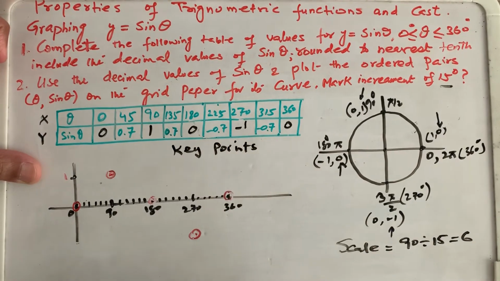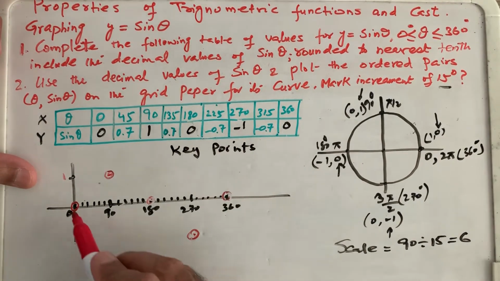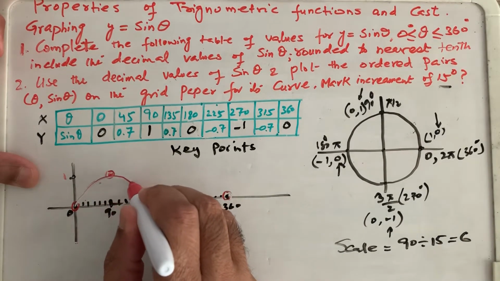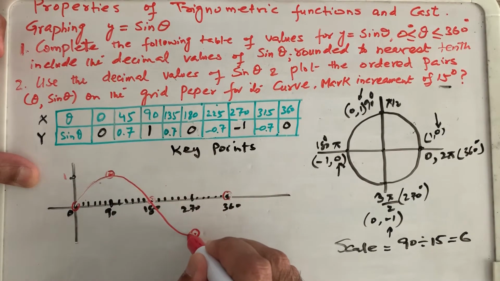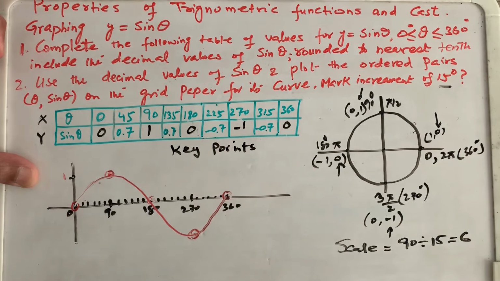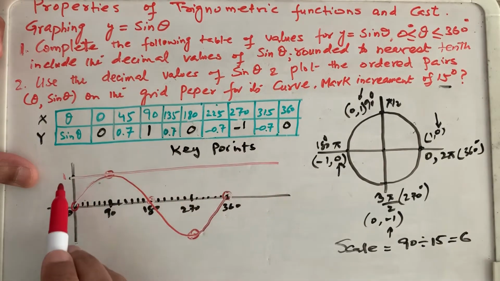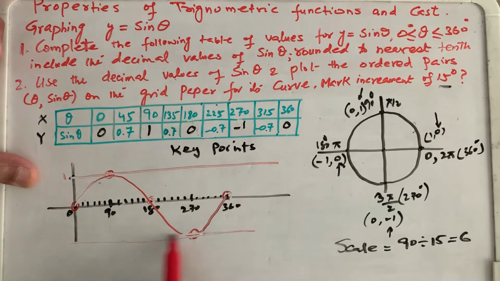And if I join these red points with a curve, then I have the smooth curve of sine. This is my sine graph or sine curve. So what is the maximum value here? We can see that the maximum value is +1. What is my minimum value here? We can see that my minimum value is -1, right?